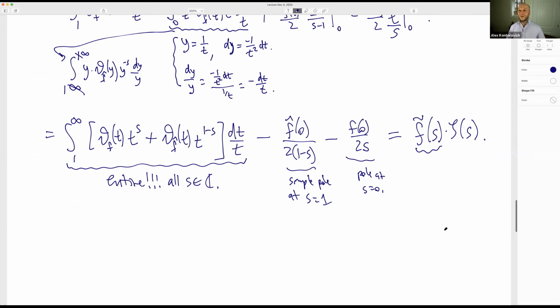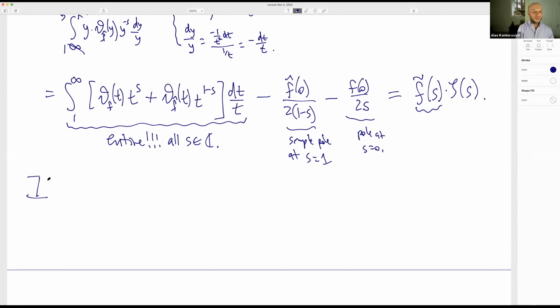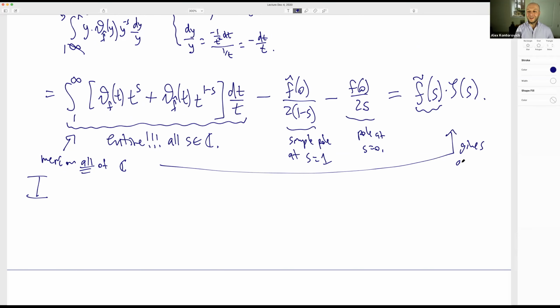In fact, let's go one step farther. This thing is meromorphic on all of C, which means it gives analytic continuation, or meromorphic continuation, of this product at least. So if you can work out what f tilde is, then you've given meromorphic continuation of zeta itself. Cool? Let's do one last calculation.